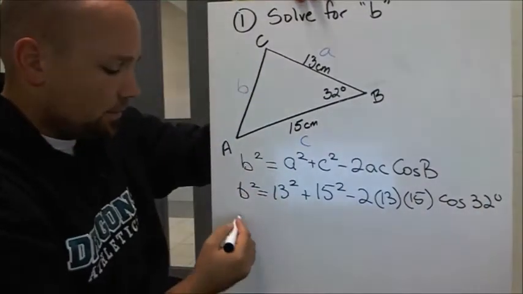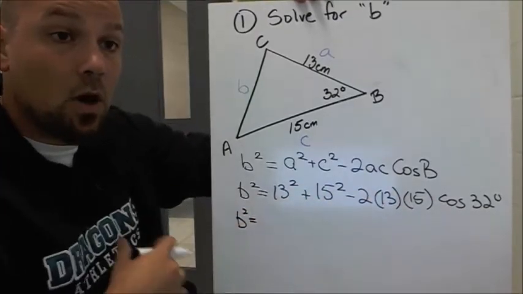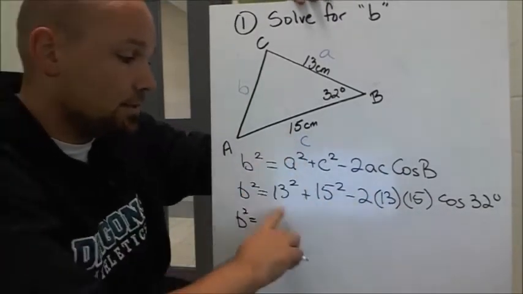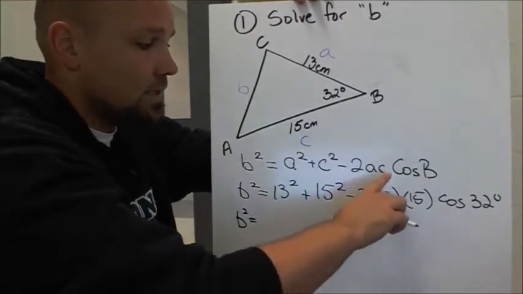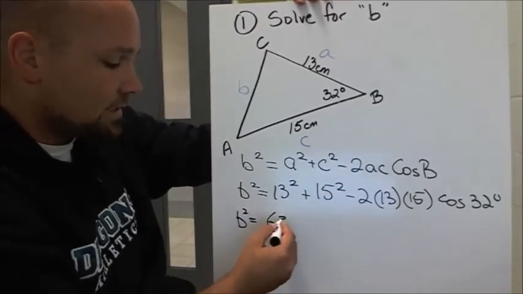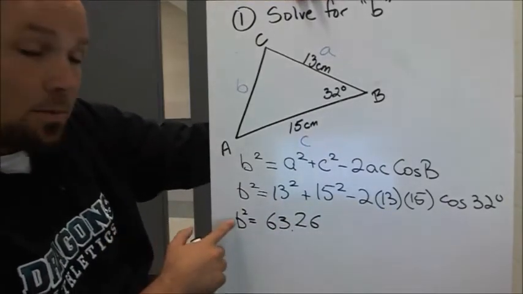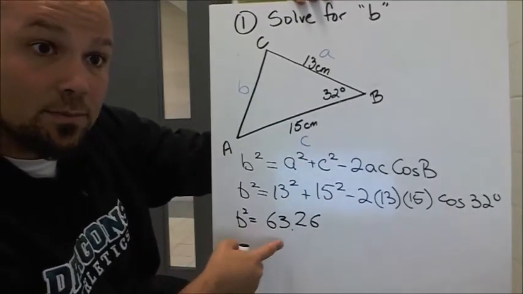Now, the nice thing is, we can just plug all this into our calculator all at once. So we plug in 13 squared plus 15 squared minus 2 times 13 times 15 times cos 32, and we get the answer 63.26. Now b squared is 63.26.